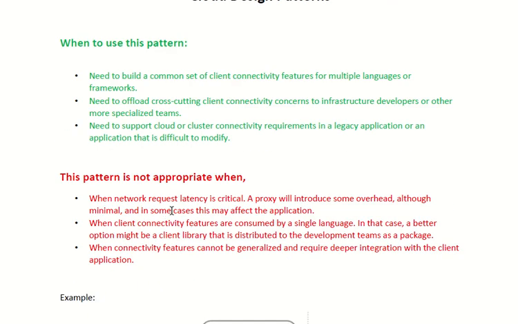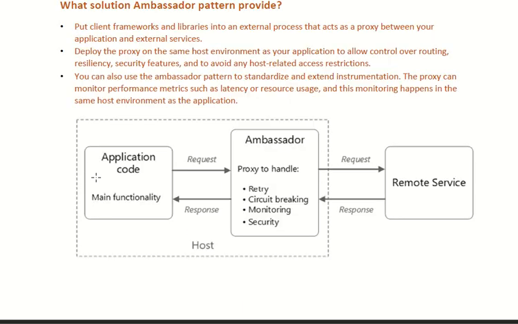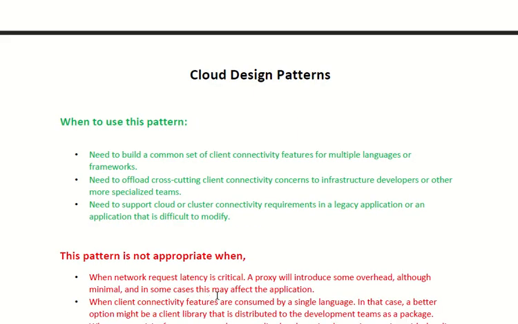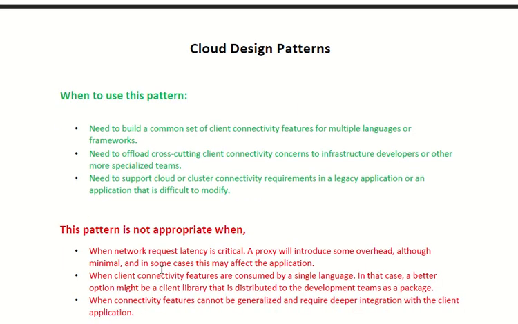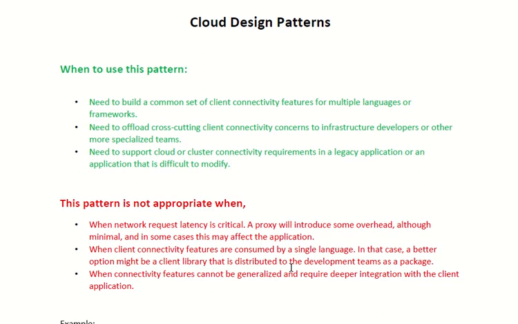This pattern is not appropriate when network request latency is critical. A proxy will introduce some overhead. Always remember, guys, the request will go from application to proxy. There is a network call, even if it is inter-process communication in the same host, but still there's a little overhead. Then the ambassador will enrich the request, then it will send. That's why they say when network request latency is critical, this is not an appropriate pattern to use. A proxy will introduce some overhead, although minimal, and in some cases, this may affect the application.